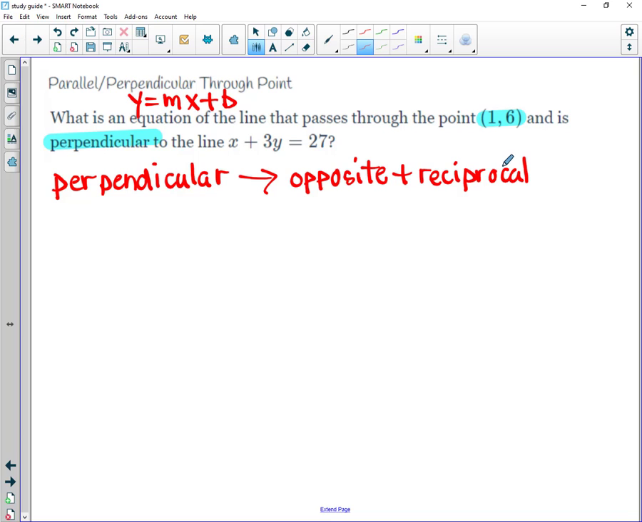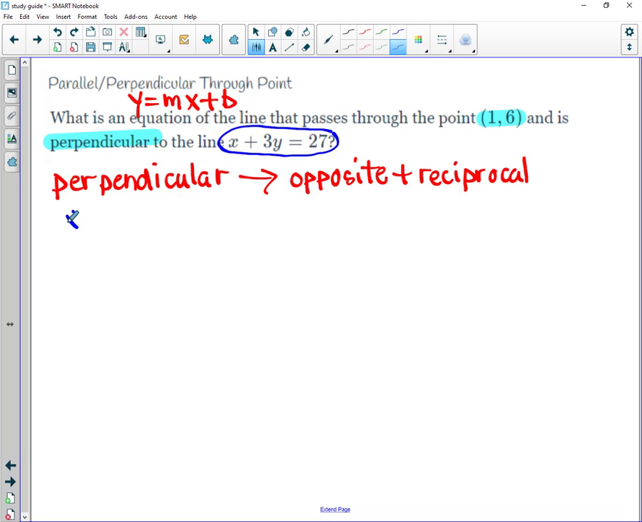Reciprocal. Hopefully I spelled that right. Okay, so perpendicular is an opposite reciprocal, and a reciprocal is a fancy way of saying you're going to take a fraction or an integer and simply flip it upside down. So again, opposite: positive, negative. Reciprocal: flip a fraction. Just like we did in the last one, we have to take this equation right here and change it to slope-intercept form so we can steal the slope, or the perpendicular slope.